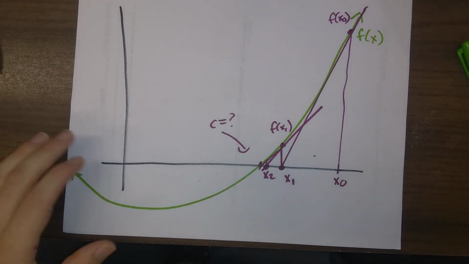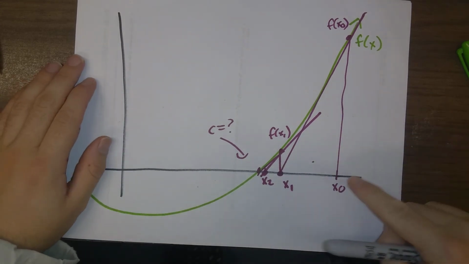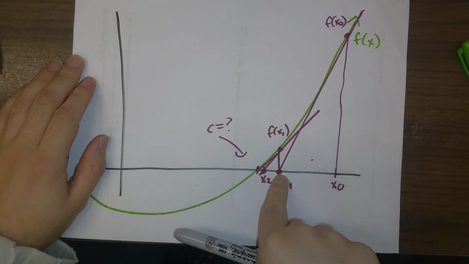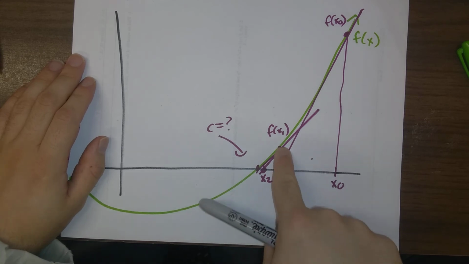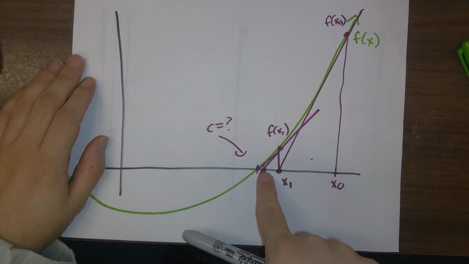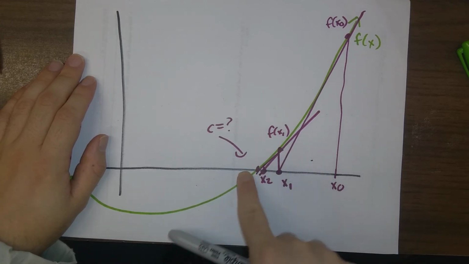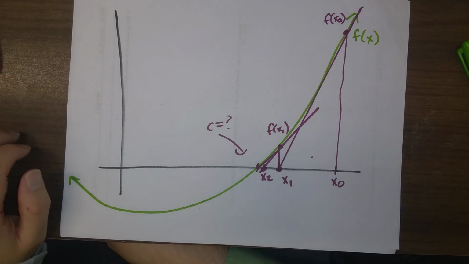So that's the big picture of Newton's method. You pick a point, you draw a tangent line, you look to see where the tangent line crosses the axis. That gives you a new point. You draw a new tangent line, you look to see where that new tangent line crosses the axis, and that gives you another estimate. You keep doing that over and over until you get as close to the root as desired.